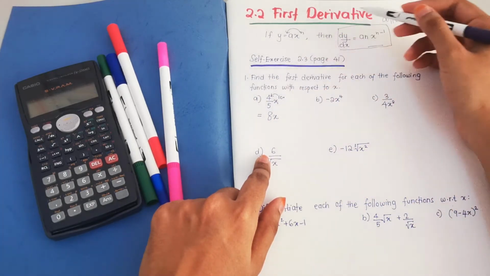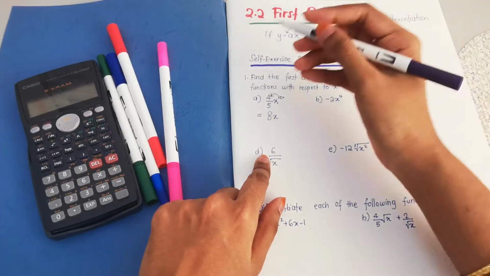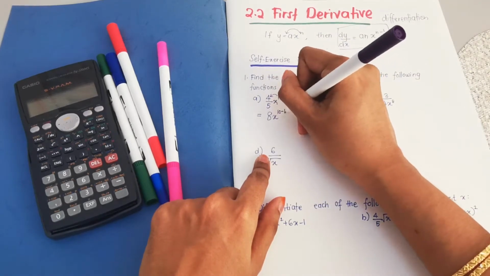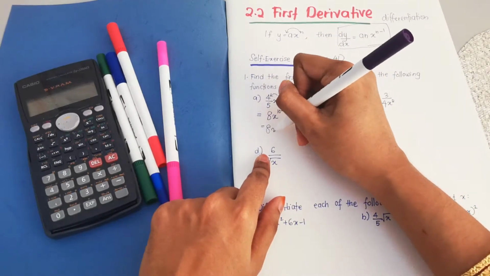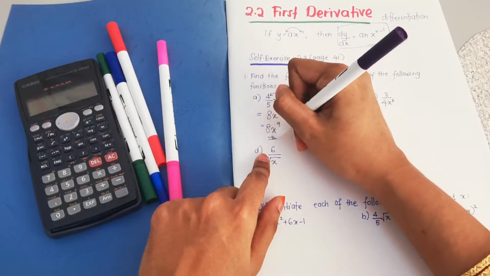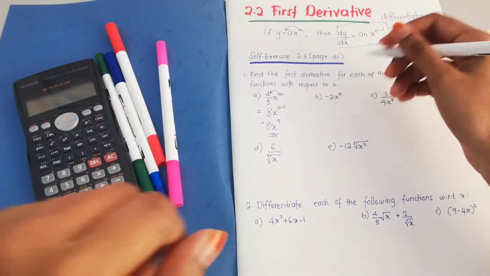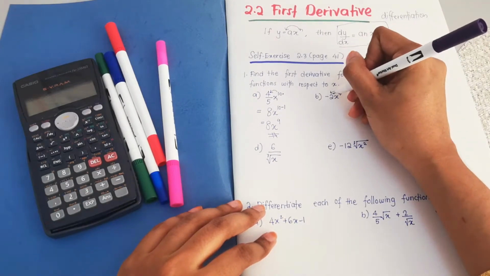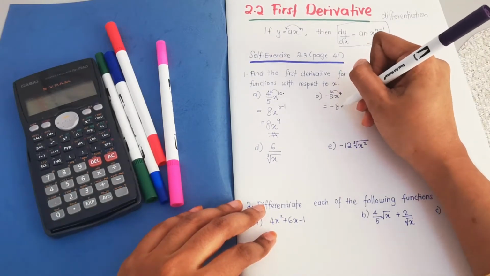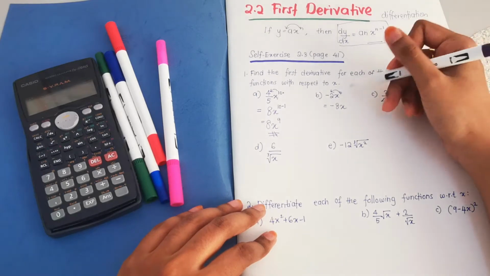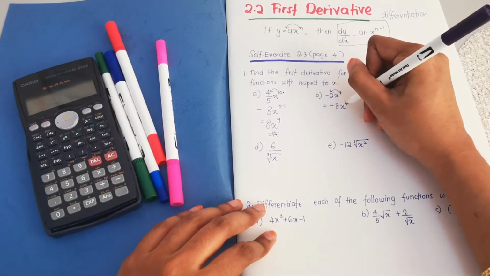What will happen to the power here? The power will reduce by 1. So that means it becomes 10 minus 1. So you can write now your final answer, 8x power of 9. For b, take the power times, so we get negative 8x. Here the power must minus 1.